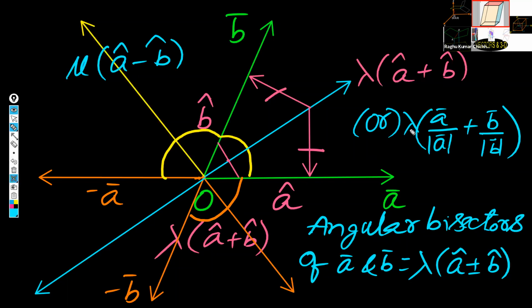Do you understand what I'm saying here? This lambda is a scalar, which gives you the length of the internal angular bisector. So lambda is 1, that becomes a cap plus or minus b cap. So plus gives you internal angular bisector, minus gives you external angular bisector.